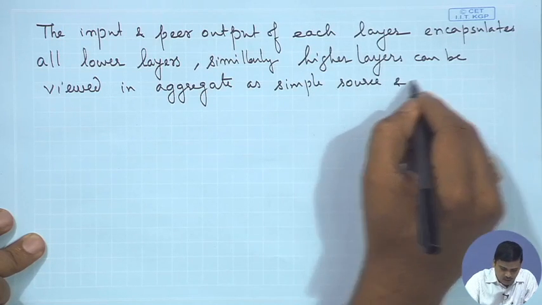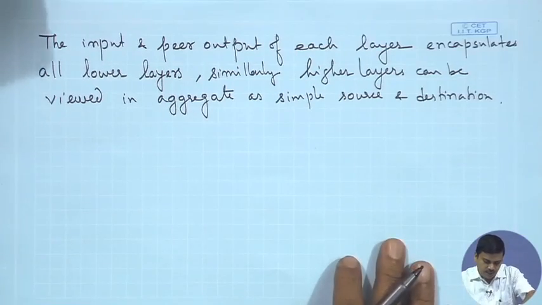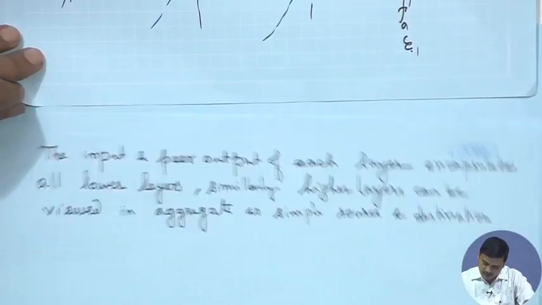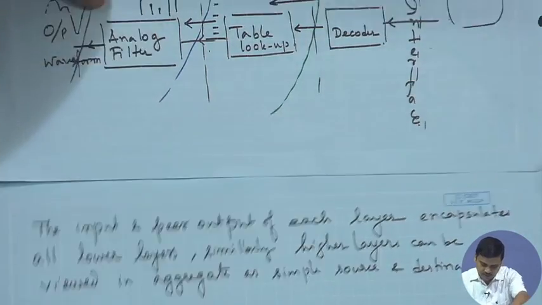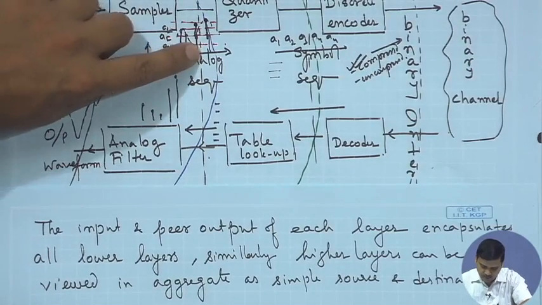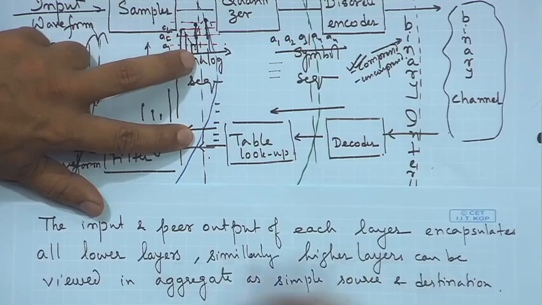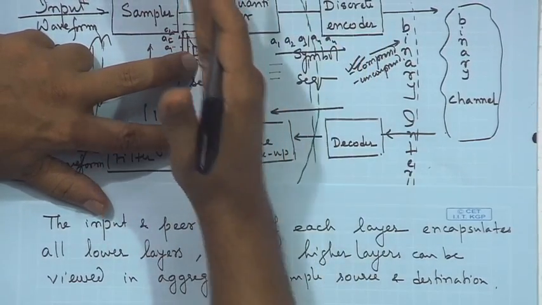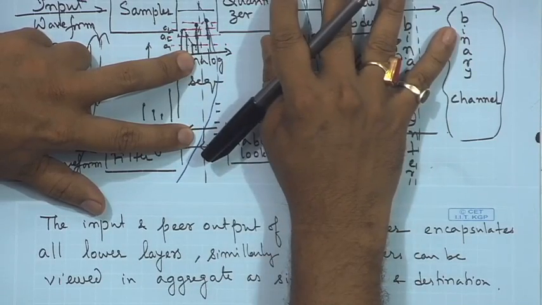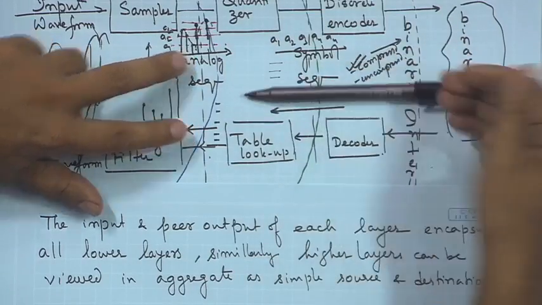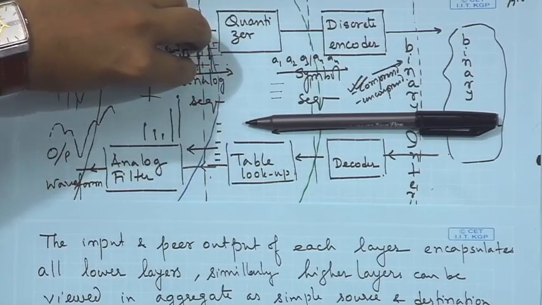So like we are seeing the lower layers, any interface, when we talk about input and peer output, look at these two, they encapsulate all lower layers. That's what we have said. These inputs, they actually take care of these lower layers. We don't need to bother about it. Similarly, if you are viewing from this side, what you can say is that as if this is the source, this is the destination.